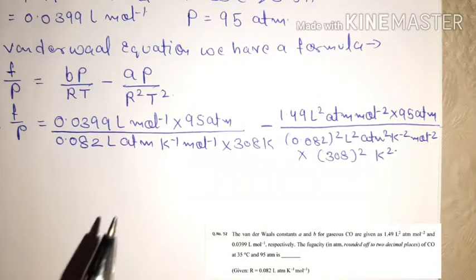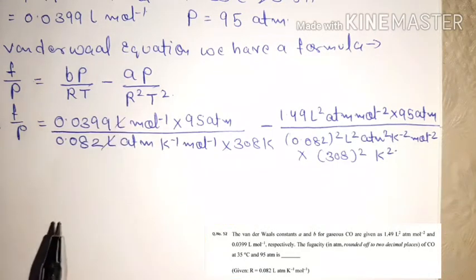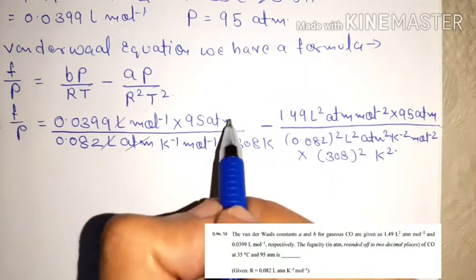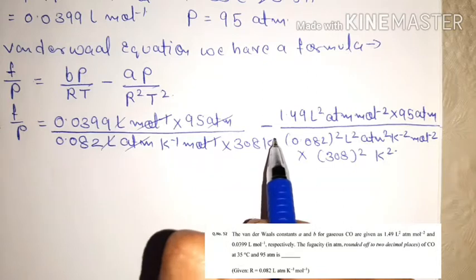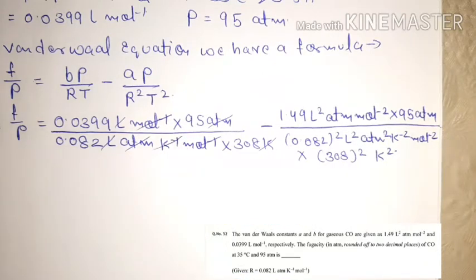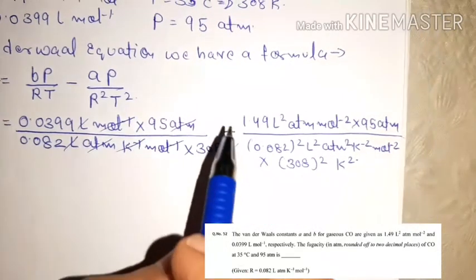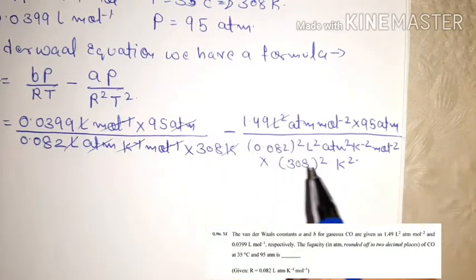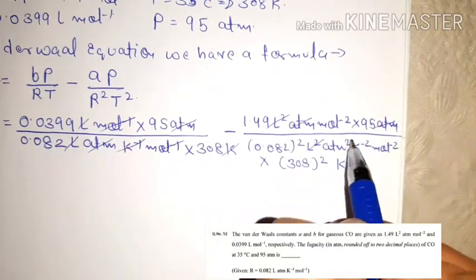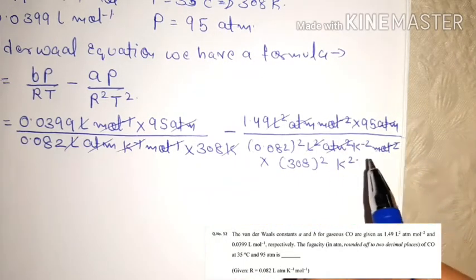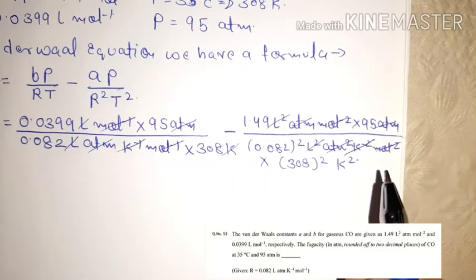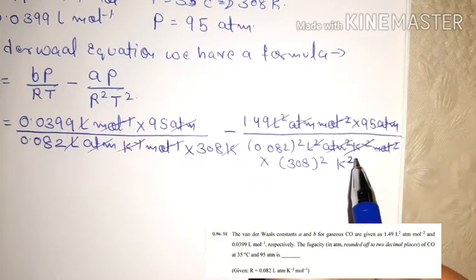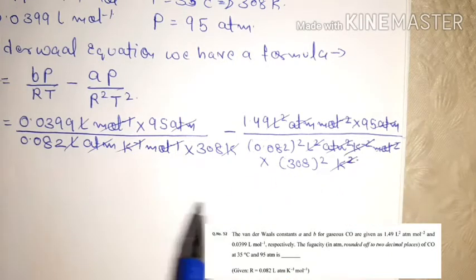Now first of all, we cancel out the units. See, this liter can be cancelled by this liter, this atm can be cancelled by this atm, this mole inverse can be cancelled by this mole inverse, and this Kelvin can be cancelled by this Kelvin inverse. So all units will be cancelled out. Here also, this liter square can be cancelled by this liter square, this atm into atm cancelled by this atm square, this mole square by this mole square, and this Kelvin inverse square by this Kelvin square. So all units will be cancelled out.